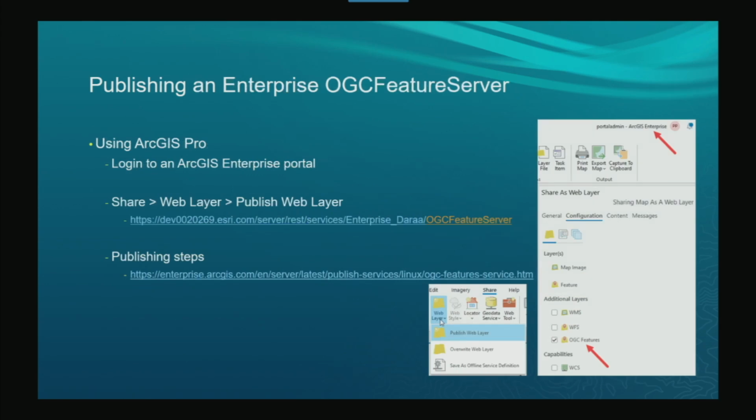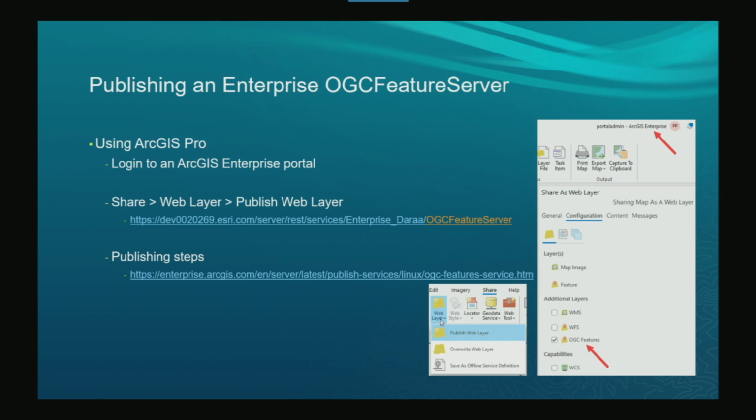You also can publish an enterprise OGC feature server. You can only use ArcGIS Pro, and you can only publish to an enterprise portal at the moment. To do that, you need to go into ArcGIS Pro, go under Share. You load your layer into the map. This layer can be coming from a file geodatabase, from a shapefile.